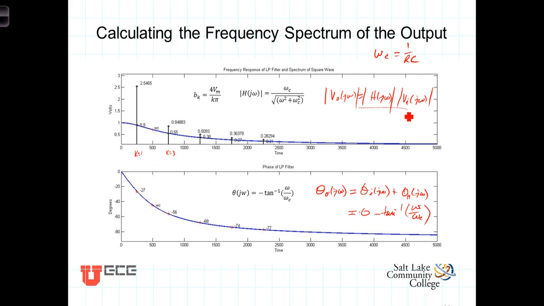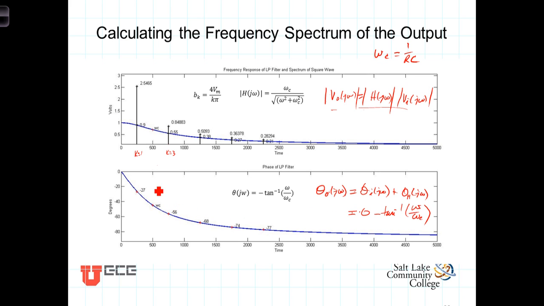So what this is telling us then is that we can calculate the magnitude of each of the components in the output by taking the magnitude of the frequency response and multiplying it by the magnitude of the input for each of these different frequencies. So this times this, and this times this, and this times this, and this times this, and this times this will give us the amplitudes for each of the corresponding frequency components at the output.